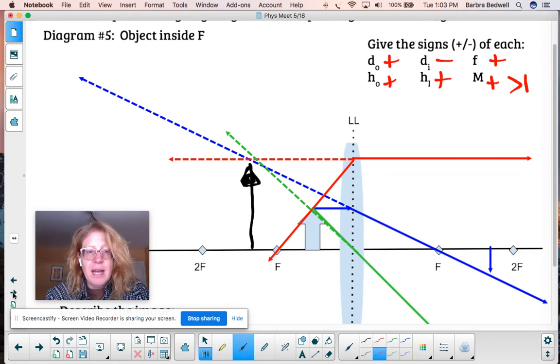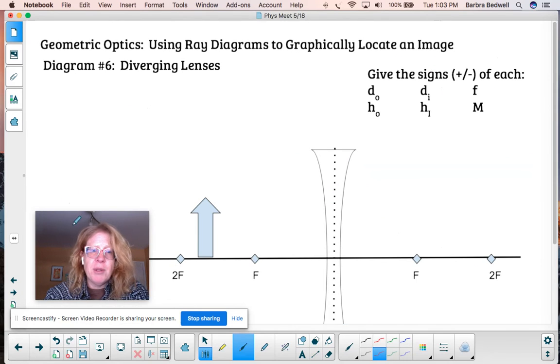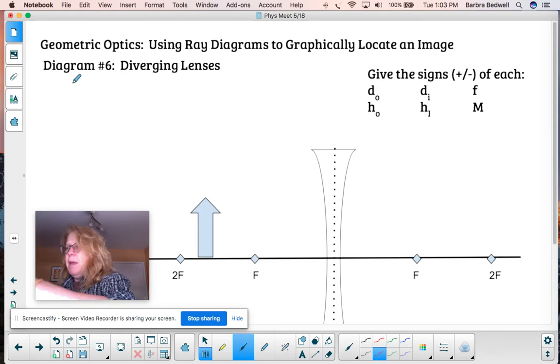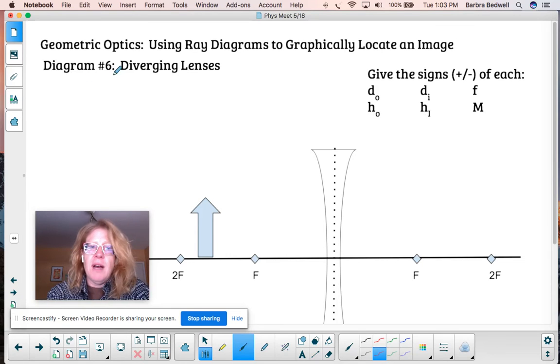Okay, it's time for our last one. This one is by far the most annoying one to draw. So I'm apologizing in advance in terms of how this one gets set up. This is one that throws students off more than any other one because it's very different.